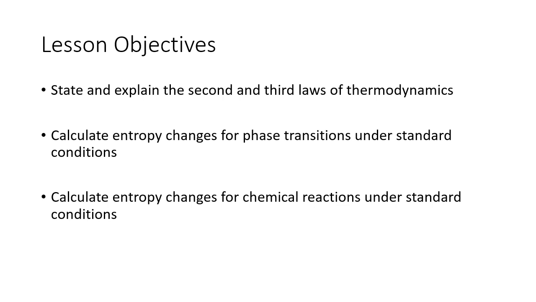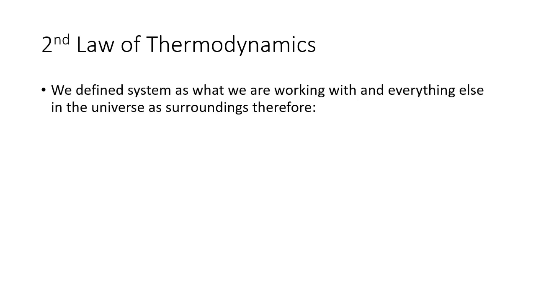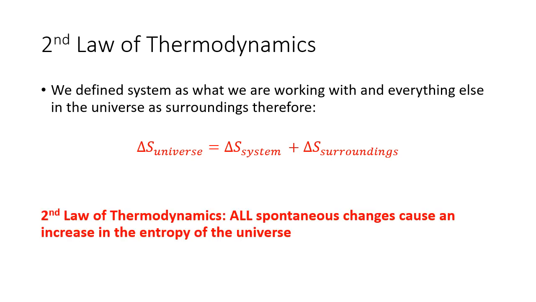under standard conditions. When we first started talking about thermodynamics, we defined a system as what we're working with and everything else in the universe as surroundings. So if we take the law of conservation of energy, we then find the entropy change of the system plus the entropy change of the surroundings is equal to the entropy change of the universe. It comes directly from the law of conservation of energy because entropy is a type of energy, so it needs to balance. So the second law of thermodynamics states that all spontaneous changes cause an increase in the entropy of the universe. So delta S universe will be greater than 0. Entropy is positive when it increases.